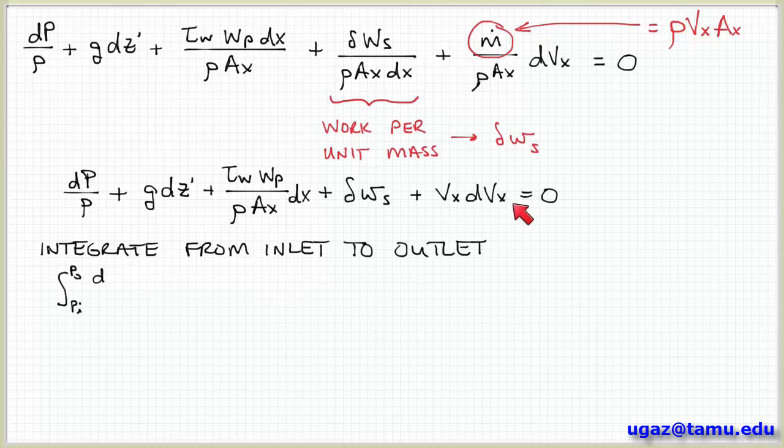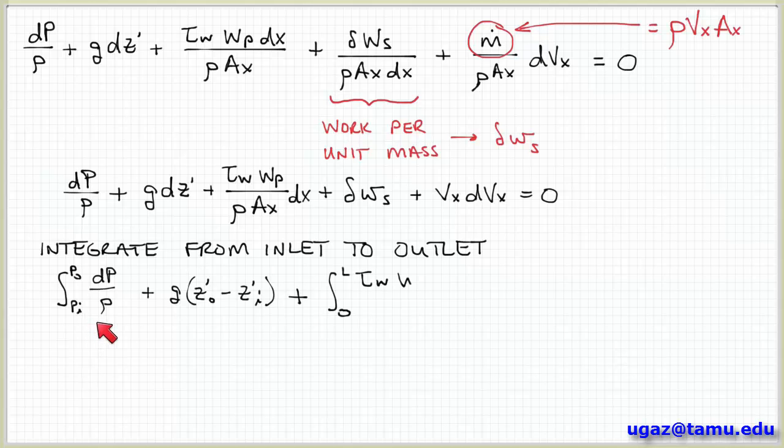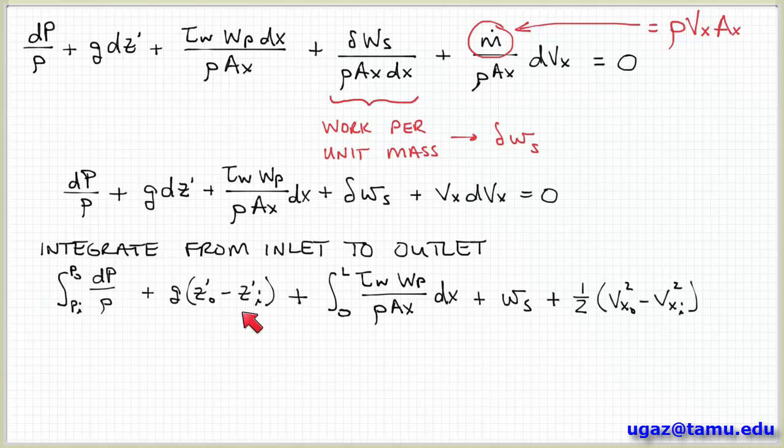So I can integrate this now from the inlet to the outlet of the pipe, so along the x direction. If I do that, I have the following. I have the integral from inlet to outlet of dp over rho, plus g times z prime at the outlet minus z prime at the inlet, the change in height, plus the integral from 0 to L of this wall shear stress or wall drag term, tau wall Wp over rho Ax, plus the work term, plus this term, right? So the integral of v dv is 1/2 v squared. So we have 1/2 vx at the outlet squared minus vx at the inlet squared.